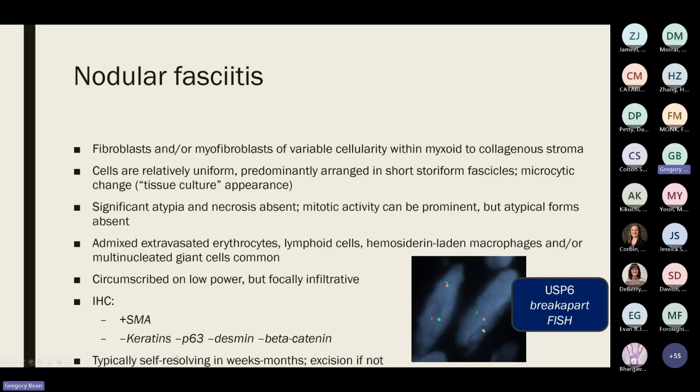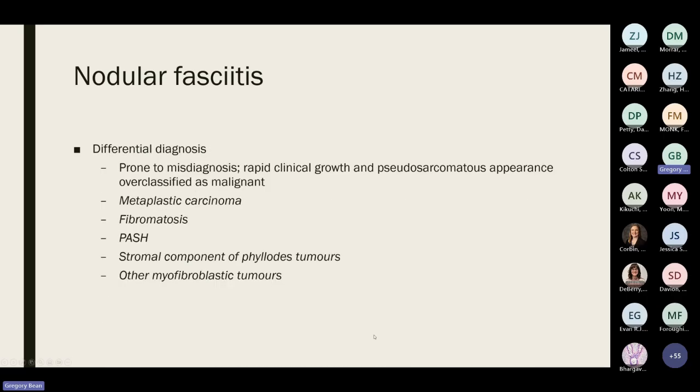Nodular fasciitis is typically a self-resolving neoplasm. It usually goes away in weeks to months. If occasionally it sticks around, you might do an excision. When you're making this diagnosis on a biopsy, the management of nodular fasciitis has evolved, and we know more about it. We know that it typically self-resolves. If you can make a definitive diagnosis on biopsy, you can spare the patient an excision.